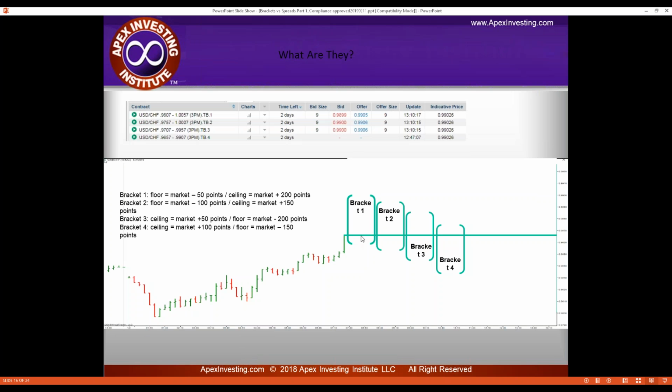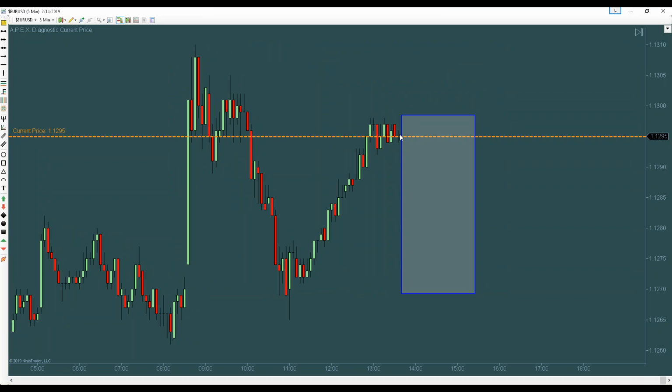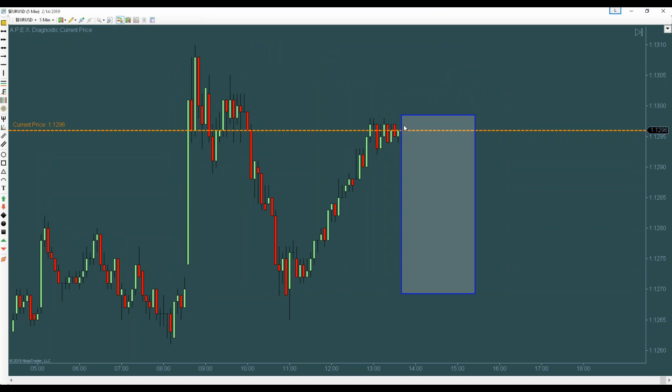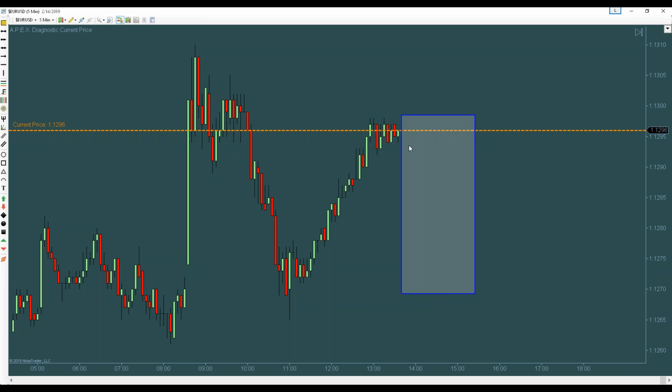If it goes against you and it hits, let's say you're buying, okay, let's say this was a touch bracket here. If we were selling this and it was a touch bracket, if it comes up here and hits this ceiling, it would knock us out and we would take a loss. If we're selling and it's coming down, down, down, and it hits our floor for max profit, it would close out the trade and automatically give us the max profit.